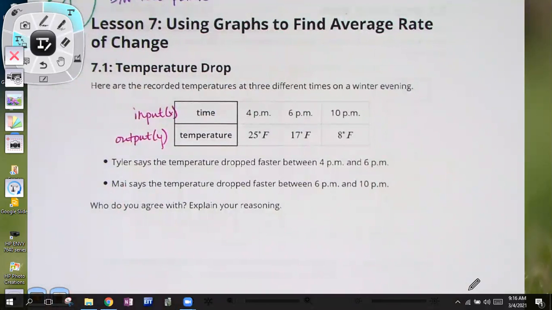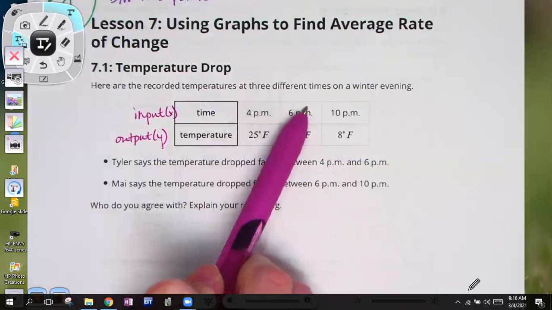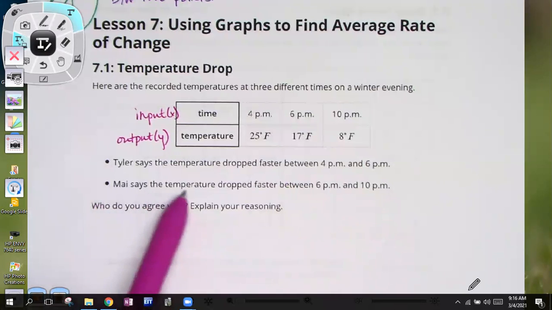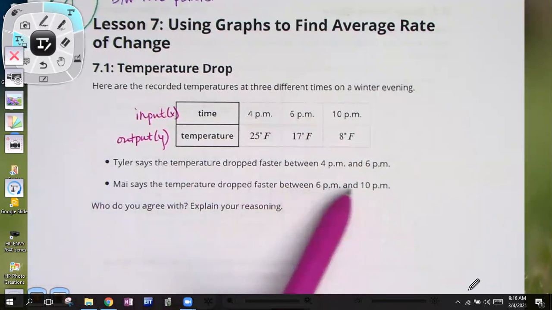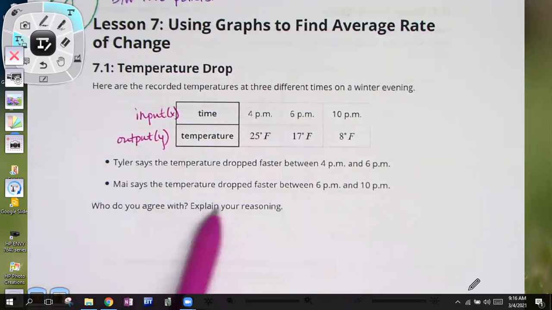All right, so we have 2 different opinions here. Tyler says the temperature dropped faster between 4 p.m. and 6 p.m. Okay, Tyler said it dropped faster between 4 and 6 p.m. May says the temperature dropped faster between 6 p.m. and 10 p.m. Don't say it out loud. Who do you agree with? Explain your reasoning.